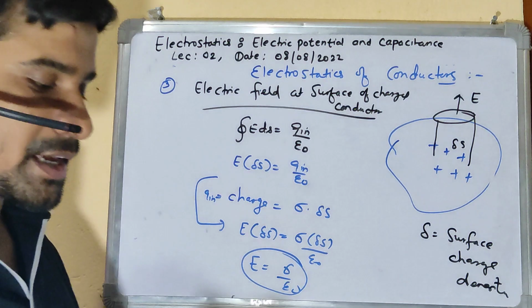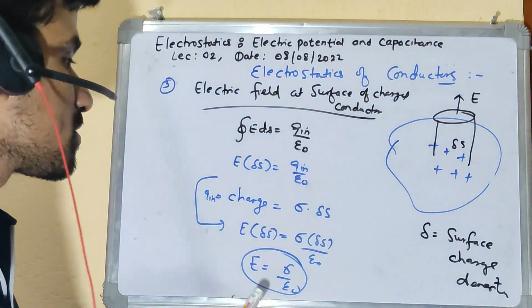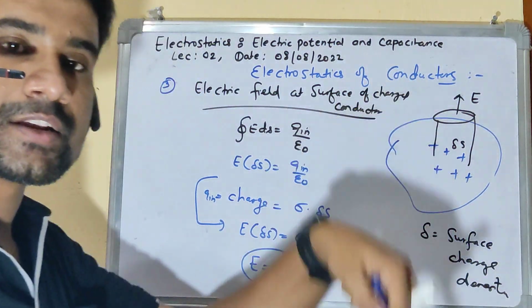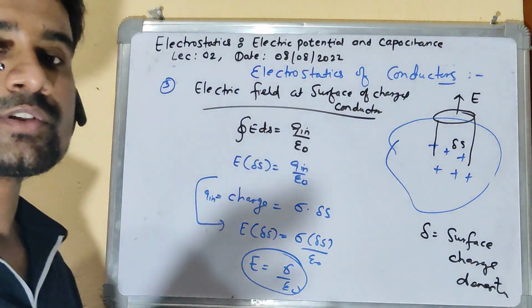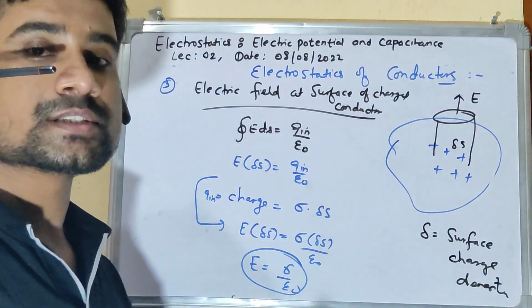So based on the sign of sigma, I can say the field is outwards or inwards. Positive sigma is outwards, negative sigma is inwards, right? And this is how we know the electric field direction is away from positive and towards negative, right?